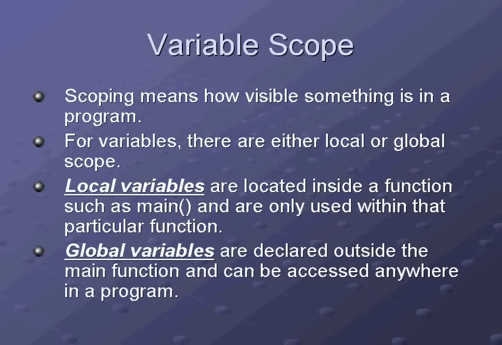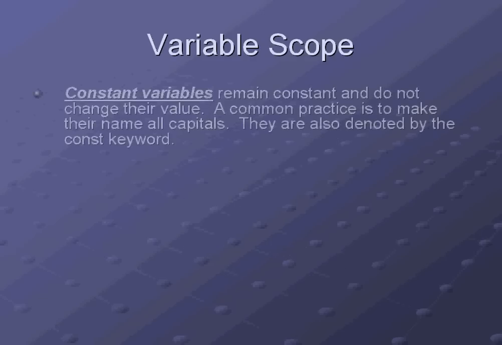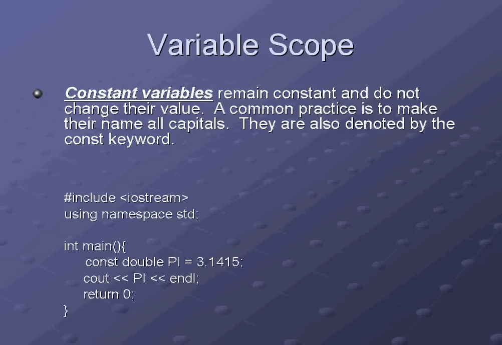Now a constant variable can either be local or global in terms of its scope, and it remains constant, so it does not change its value, hence its name. A common practice is to make the variable name all capital letters. It's also denoted by the const keyword. So in the very short program we have here, we have a constant double PI, the mathematical number pi, 3.1415, and simply we would just output PI. This is just to show you what the syntax looks like for a constant. And constants can be anything: string, int, float, whatever.